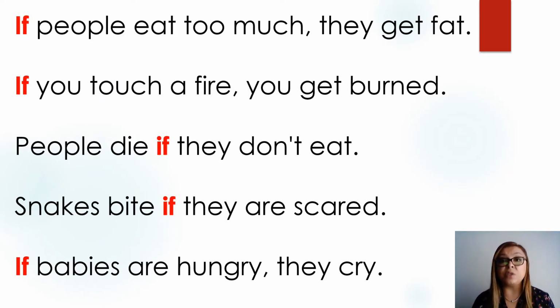So here I have some examples. If people eat too much, they get fat. La oración que lleve if es la oración que va a producir una consecuencia. Esta oración dice, si las personas comen mucho, ellas se engordan. Esa es la consecuencia a mi acción. Entonces, la oración que va a mandar, por decirlo de alguna manera, es la que lleva if. So, the dependent clause would be related to the sentence that has if. Let's look at the second example.